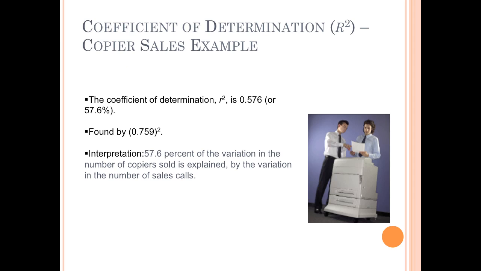So for our copier sales example, the coefficient of determination, or R squared, is 0.576 or 57.6%. And that was found by squaring the correlation of 0.759. And then the interpretation of it is 57.6% of the variation in the number of copiers sold is explained by the variation in the number of sales calls.